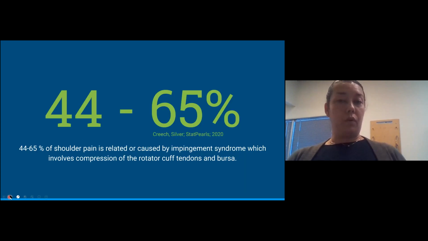Well, 44 to 65% of reported shoulder pain is related to or caused by impingement syndrome. Impingement is a fancy medical word that basically means squishing. Impingement syndrome involves compression or squishing of the rotator cuff or bursa.